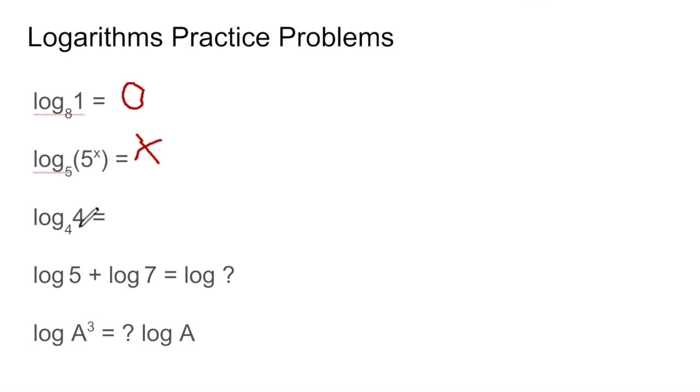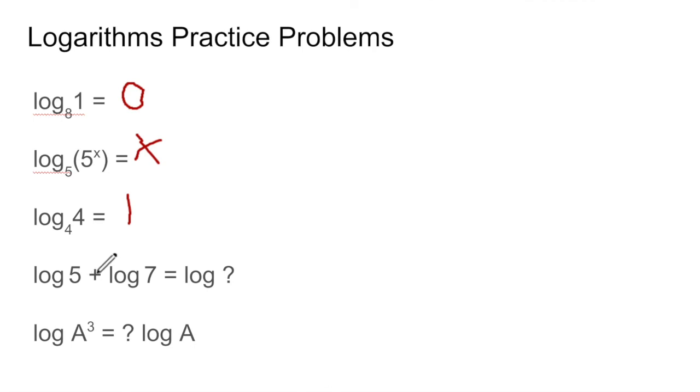Log base 4 of 4. Okay, now there's a rule for this, one of our rules, but I don't remember it. But anyway, I can just rephrase this as 4 to what power is equal to 4? Oh, since I phrase it like that, it's 1, isn't it? Anything to the 1 power is equal to itself. So 4 to the 1 power is equal to 4. So the answer to log base 4 of 4 is 1.